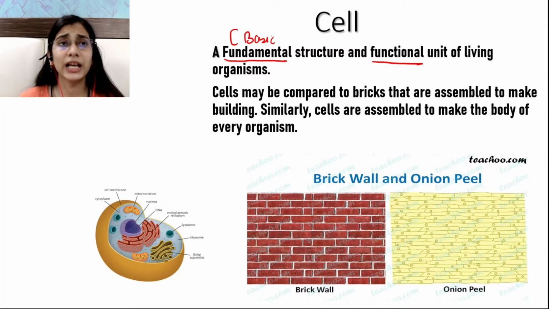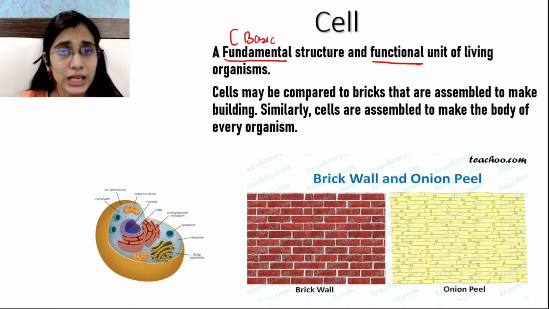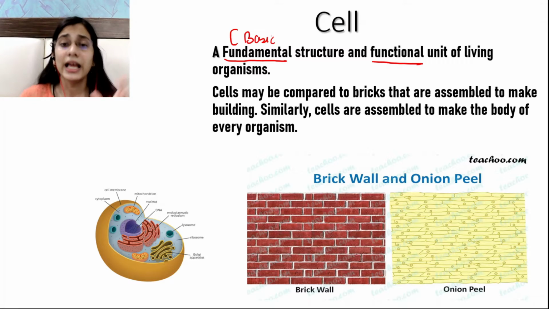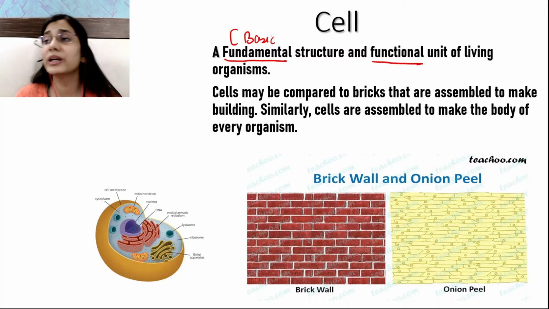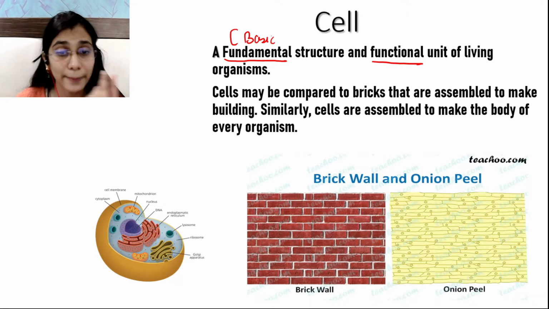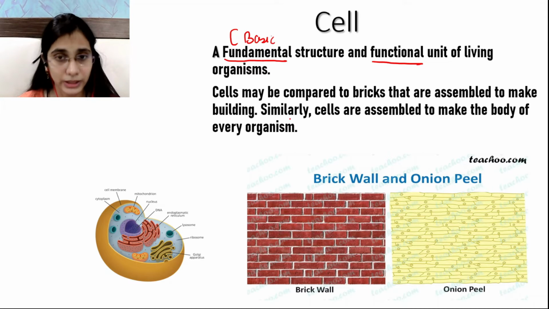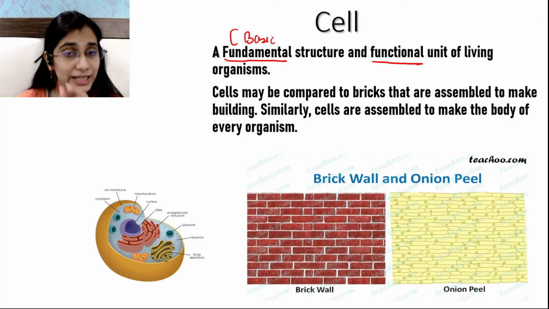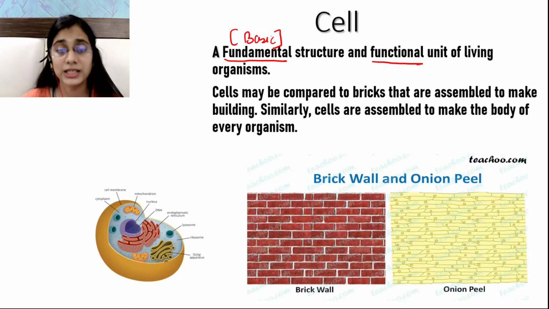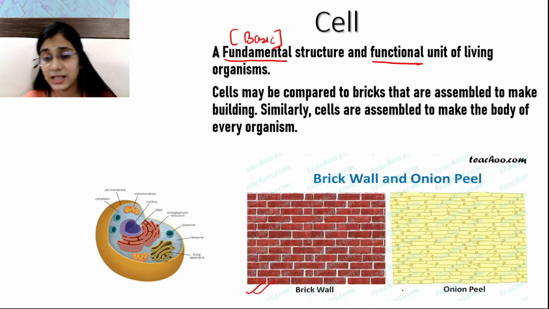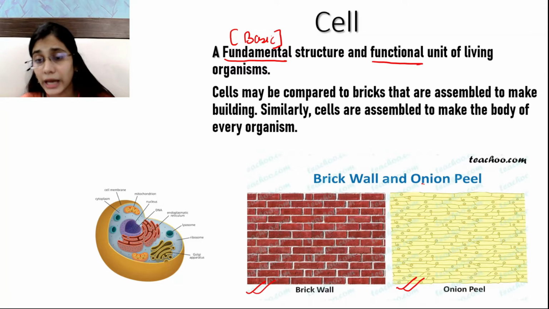Now, if we take a building or a bungalow, the basic thing we need is the brick. Similarly, the building is analogous to our body. So, when we want to build a body, we need cells. So, that brick is analogous to the cell. Here, cells may be compared to bricks that are assembled to make buildings. Similarly, cells are assembled to make the body of every organism, the basic entity. Here is a diagram of a brick wall, and this is the microscopic view of the onion peel.